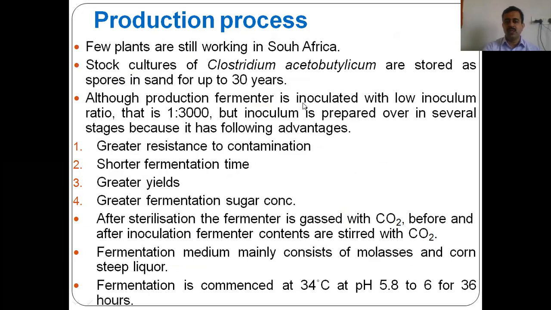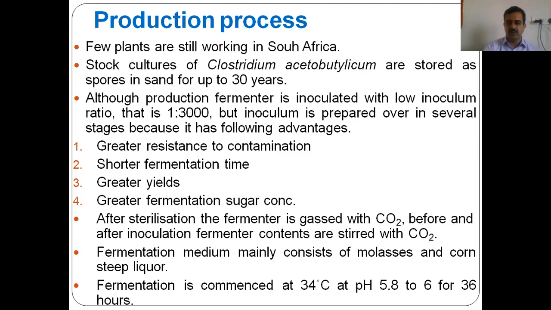Although production fermentation is inoculated with a low inoculum, 1:3000, the inoculum is prepared over several stages. The advantages are greater resistance to contamination, shorter fermentation time, greater yields, and greater fermentation sugar concentration. So these are certain advantages of the use of Clostridium acetobutylicum for production of acetone butanol.